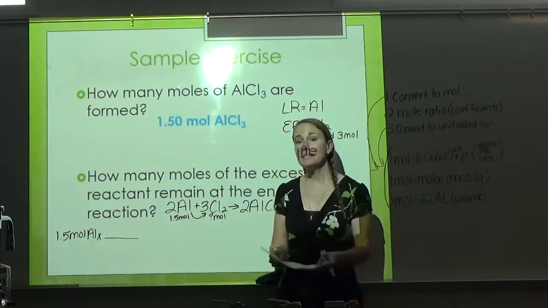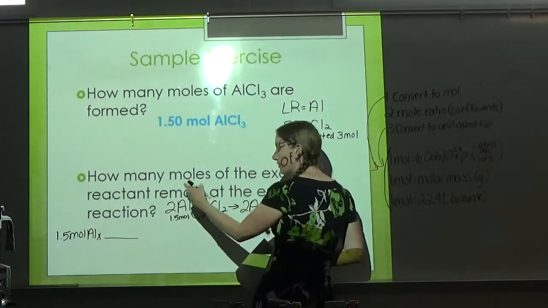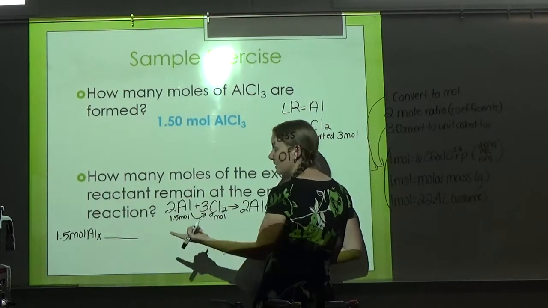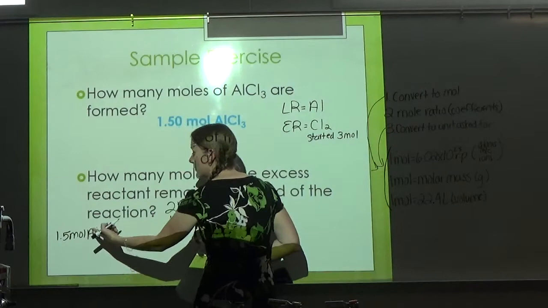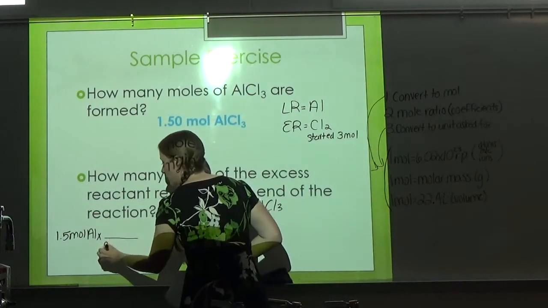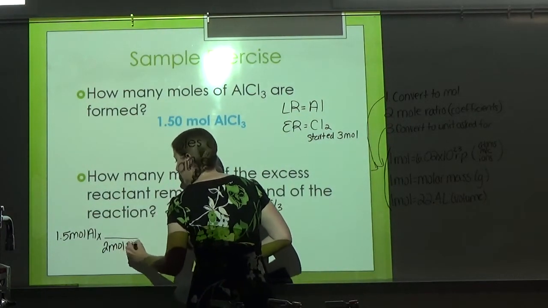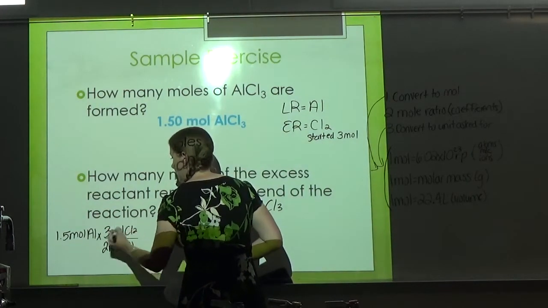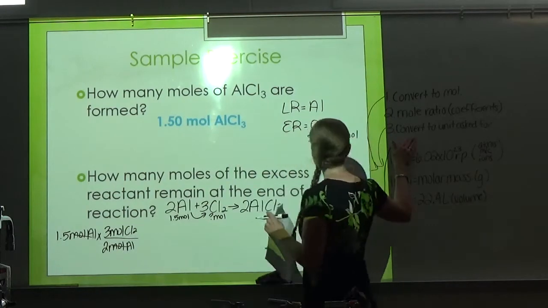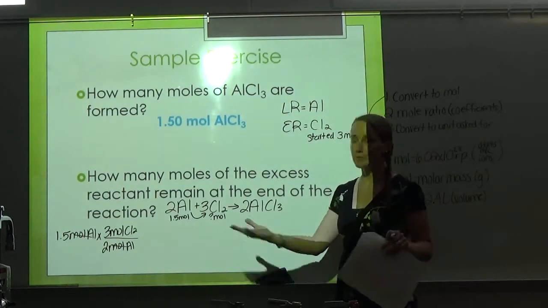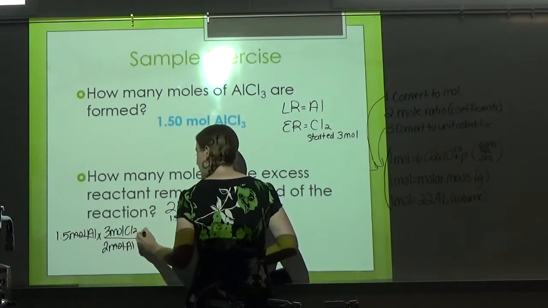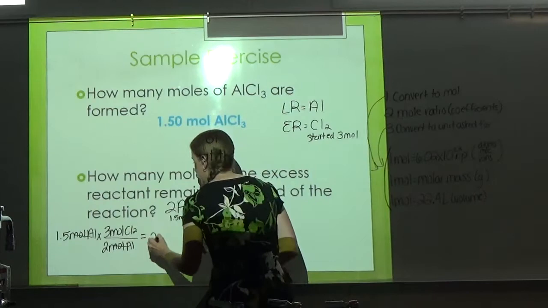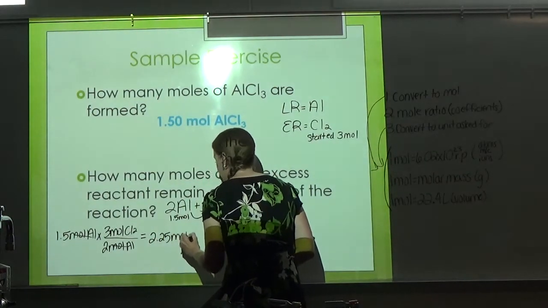My second step is mole ratio. So this time I'm going from aluminum to chlorine. So I can see that 2 moles of aluminum needs 3 moles of chlorine. Since I have moles of aluminum on top, I put the 2 moles of aluminum on bottom and the 3 moles of chlorine on top. So step 3 is to convert to unit asked for. However, I'm just looking for moles. So I'm already at moles of chlorine, so I can stop. So I just multiply the top, divide the bottom, and so I get 2.25 moles of chlorine.